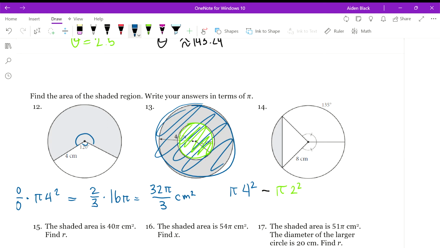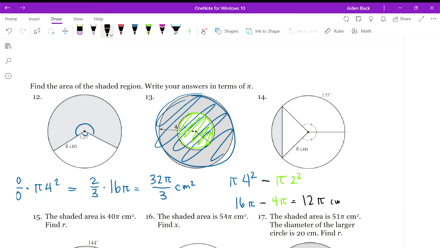We end up with 4 to the power of 2 is 16, so we get 16 pi, and we are subtracting out 4 pi. This gives us 12 pi. And these are in centimeters, so we have centimeters squared.